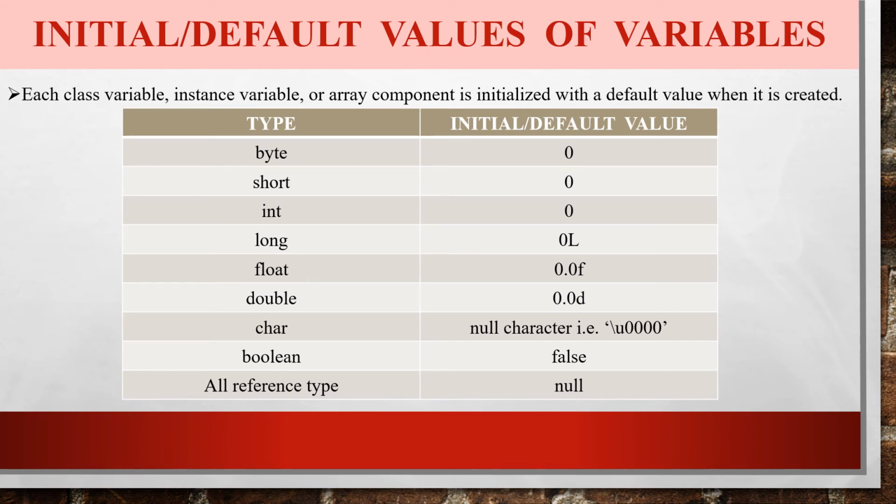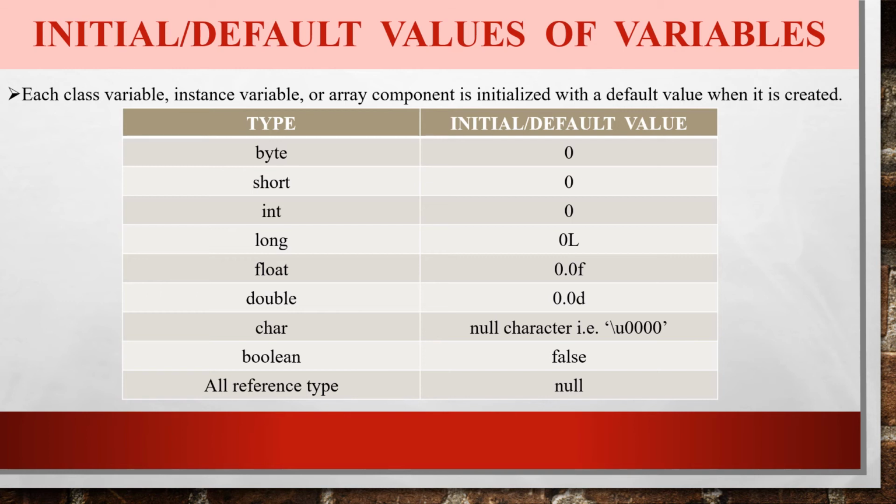For byte short it is 0, integer also it is 0, for long it is 0L. L here represents long data type. L is used as suffix. Then for float we have 0.0f. Float suffix is used to represent float data type. Double 0.0d, where d is representing double data type.